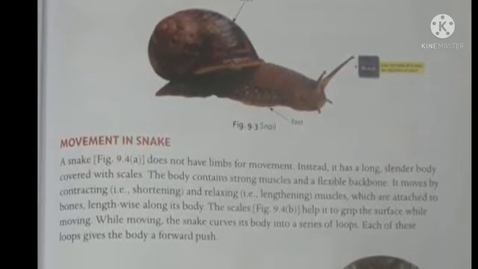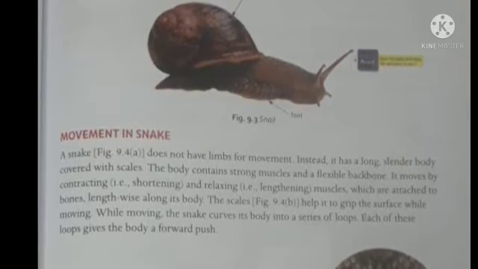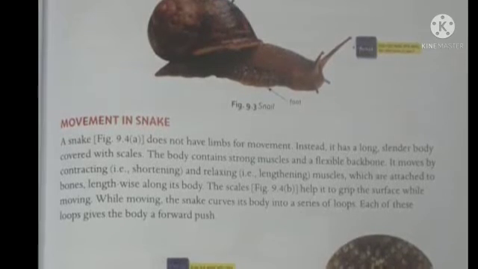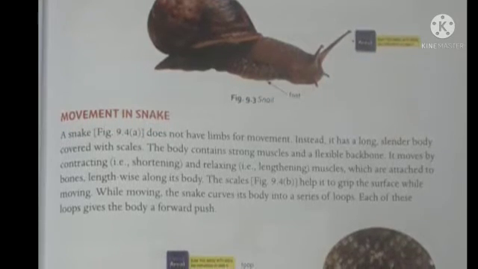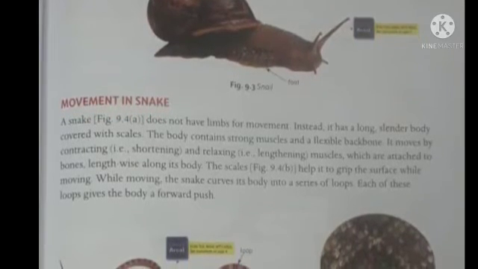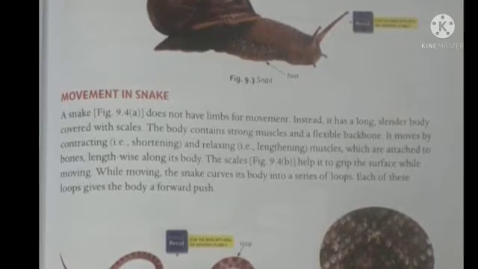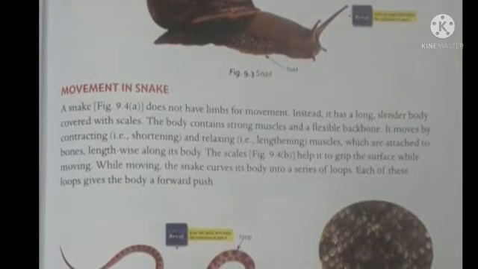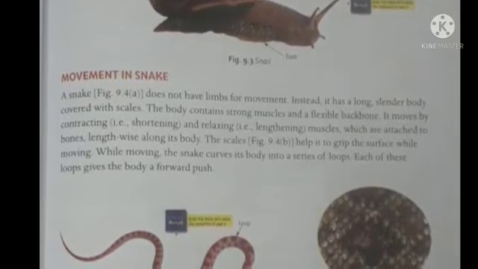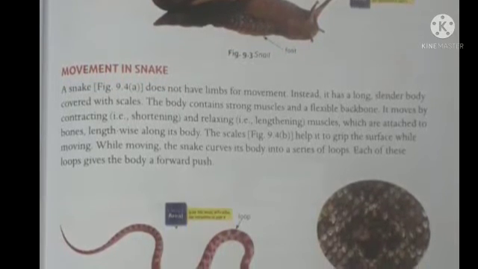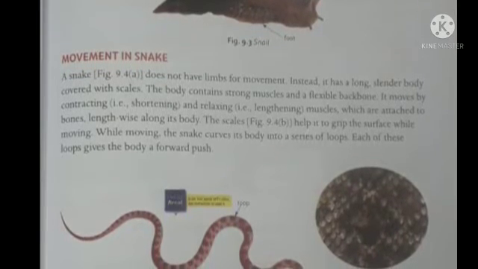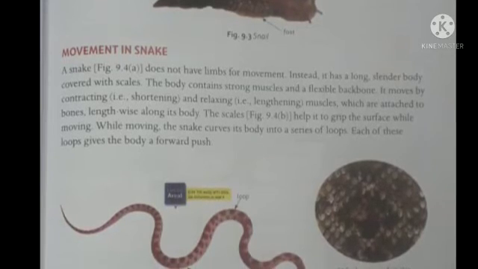Now students, the movement in snakes. Snakes do not have limbs for movement, but they have a long body which is covered with scales. The snake's body contains strong muscles and a flexible backbone. So it moves by contracting, which means shortening, or relaxing, which means lengthening, the muscles which are attached to the bones lengthwise along its body. The scales present on its body help it to grip the surface.